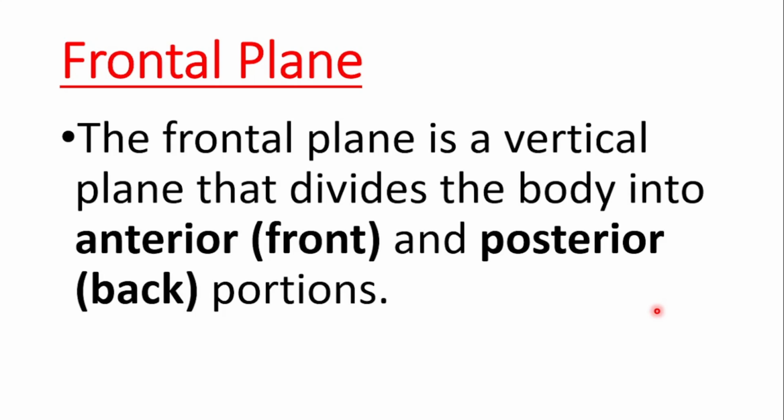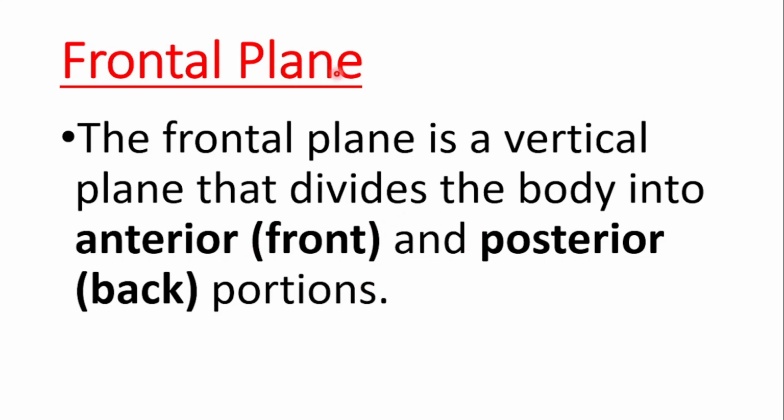What the frontal plane is going to do is actually a vertical plane. Now, when we say vertical, we're talking about up and down. Horizontal is left to right, but vertical is up and down. So the frontal plane is a vertical plane that divides the body into anterior. Anterior is going to be front, and posterior is going to be back. So the frontal plane is a vertical plane, right? That means it goes up and down, and it's going to divide the body into a front and back, or anterior and posterior portions.